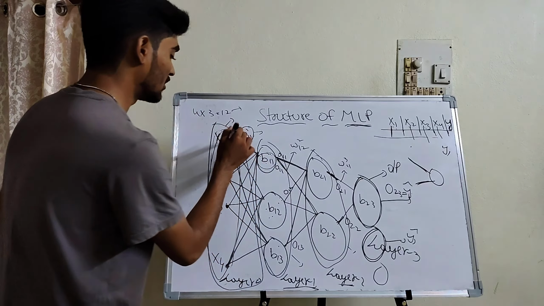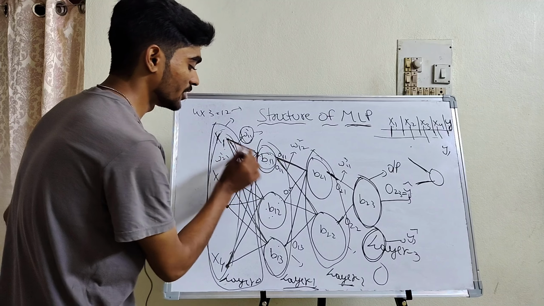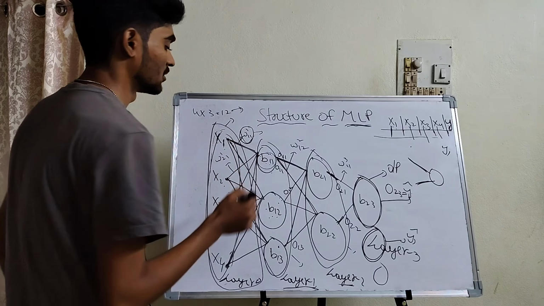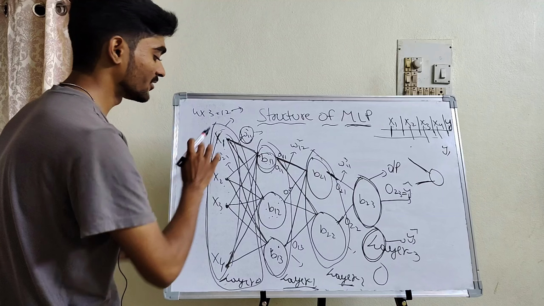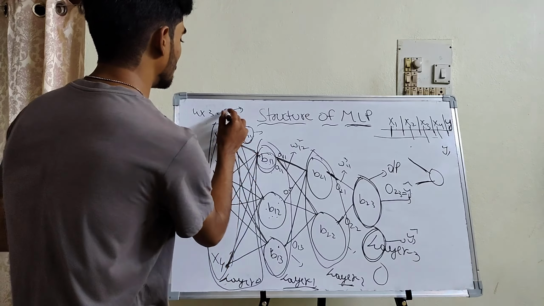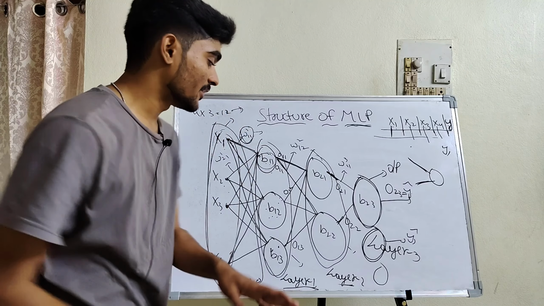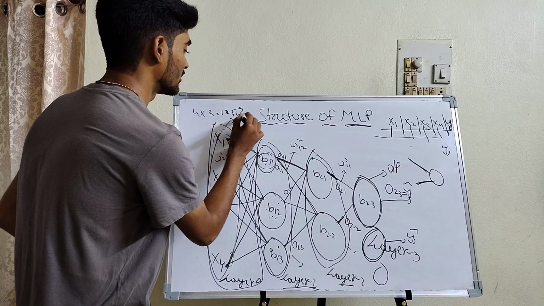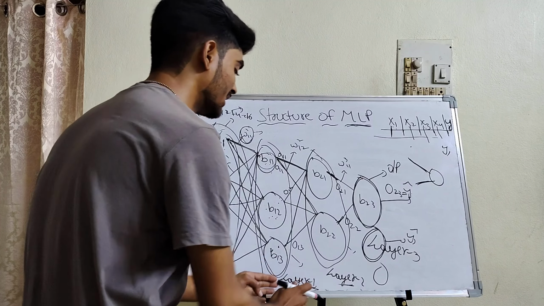So when we have four input features and corresponding to the adjacent layer 3 nodes, we have 12 weights. From here to here we'll have one weight, from here to here, from here to here. Similarly for all the four input columns we have 12 weights. And between layer 0 and layer 1, how many biases do we have? B11, B12, B13. So 12 plus 3, 15.